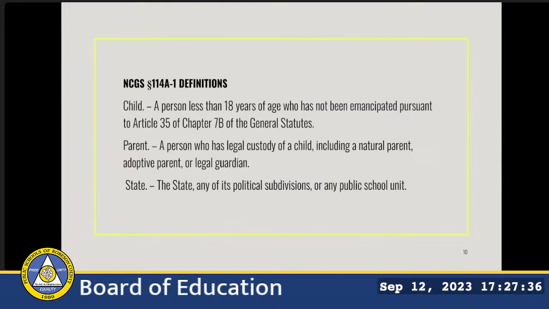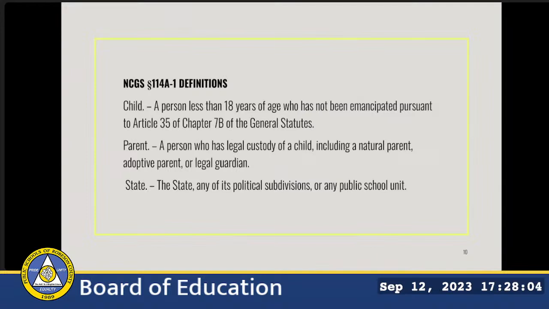So now let's go to, in part one of the Parents' Bill of Rights, the new chapter 114A. We have certain definitions. A child is somebody who's less than 18, who has not been emancipated. A parent is somebody who has legal rights to the child, not just any caretaker. Okay, it's got to be a legal guardian or a natural parent or an adoptive parent. The state is defined very broadly in this.